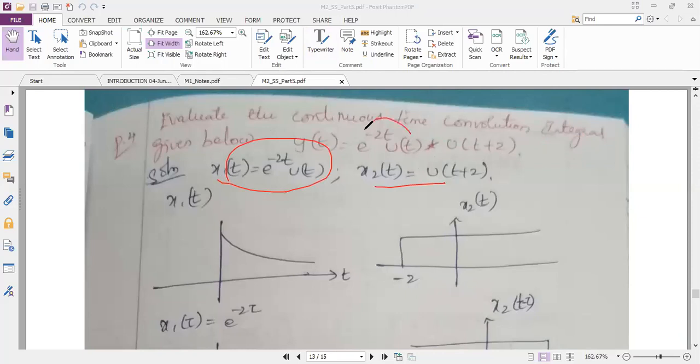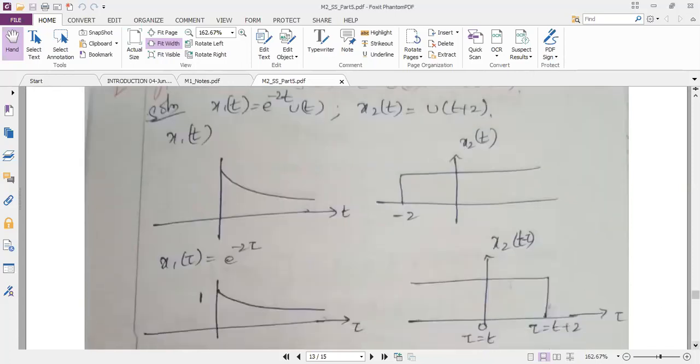So x1 I am taking as the first term, e power minus 2t into u of t, and x2 is u of t plus 2. As soon as we take x1 and x2, we have to represent them in the form of signals. You know how to draw e power minus 2t. It is a decreasing exponential graph. So x1 of t is equal to e power minus 2t. I need not write u of t because I have already implemented it in the diagram. From 0 to infinity, u of t is 1, so multiplying with 1 gives the same thing again: e power minus 2t.